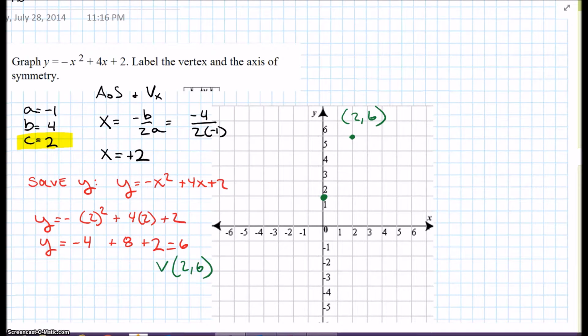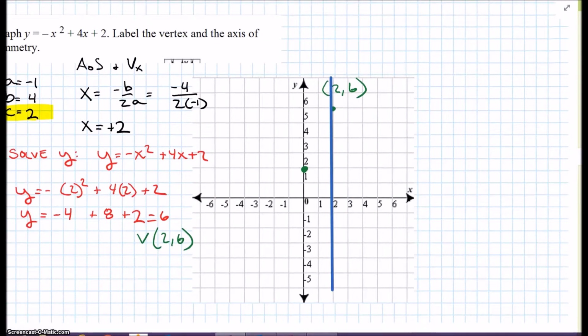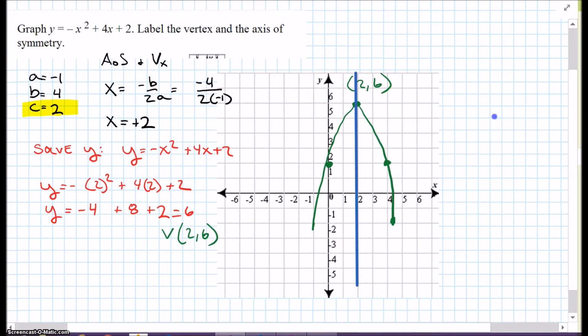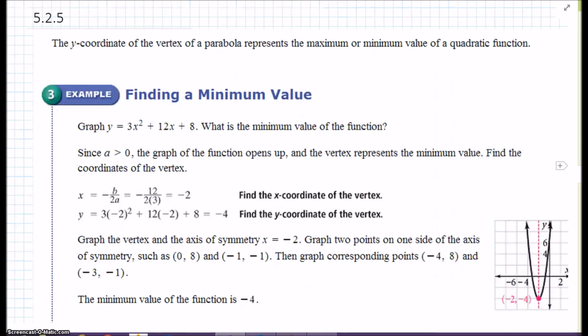Okay, let's draw our axis of symmetry, x equals 2. All right, there's our axis of symmetry. There's the y-intercept. The y-intercept is 2 units away from the axis of symmetry, so its corresponding point is 4 units away. So I have 3 points. That's enough for me to graph. And there we go. The vertex is (2, 6). The axis of symmetry is x equals 2. Easy enough? Okay, moving on.